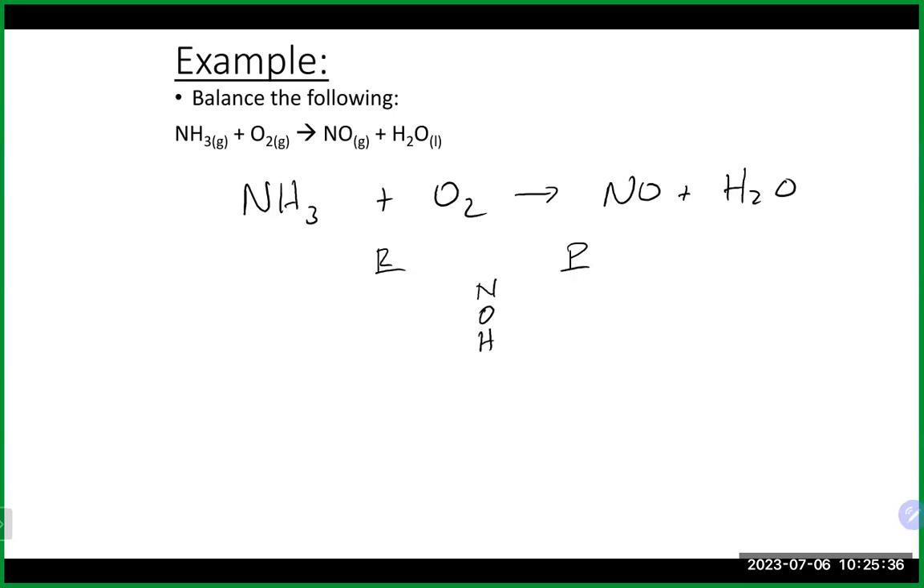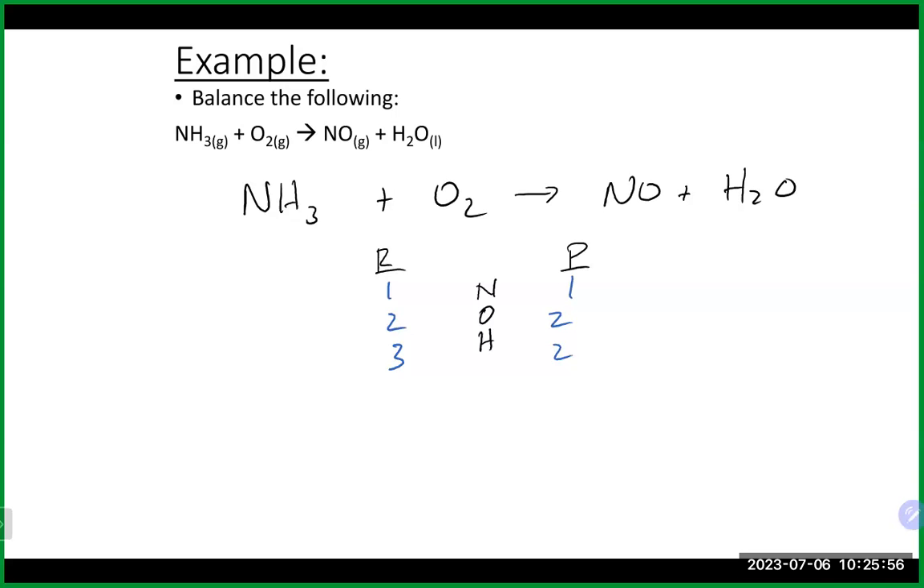All right, let's take a look here. So we have 1 nitrogen on the left, 1 on the right. We got 2 oxygens on the left and also 2 on the right. And hydrogen, we got 3 on the left and 2 on the right. So everything's balanced except for hydrogen in this case.